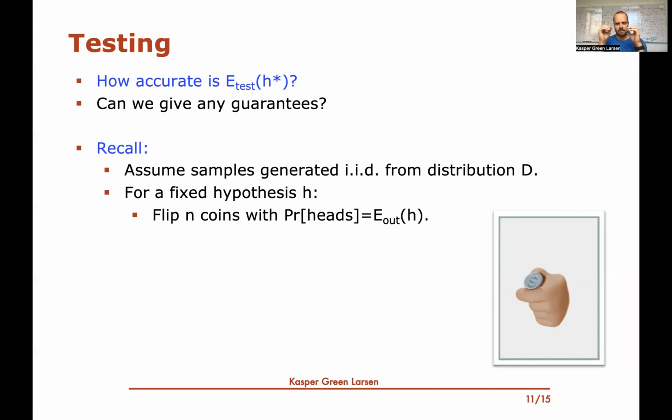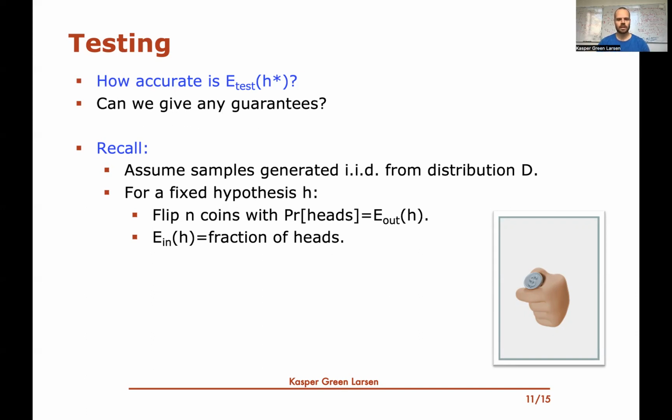Which means that if I have a fixed hypothesis that doesn't depend on them, then you can think of the in-sample error as essentially the same as flipping n coins. And each time you flip a coin, if it comes out heads, this means that I accidentally got one of the samples that you misclassify. Since the samples come independently from the distribution D, the probability of a heads is exactly the outer sample error. And the in-sample error of the hypothesis is exactly the fraction of heads that you see in your training data.